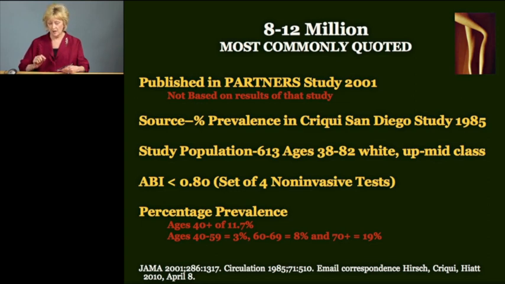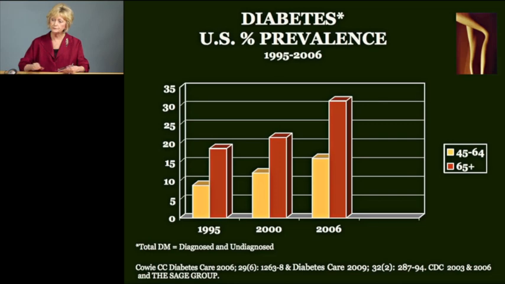The key thing to remember, though, is that the calculation of 8 to 12 million was based on the population circa 1995. Now that's almost 20 years ago. In the meantime, the U.S. population has become older and significantly more diabetic, particularly in those 65 and older.